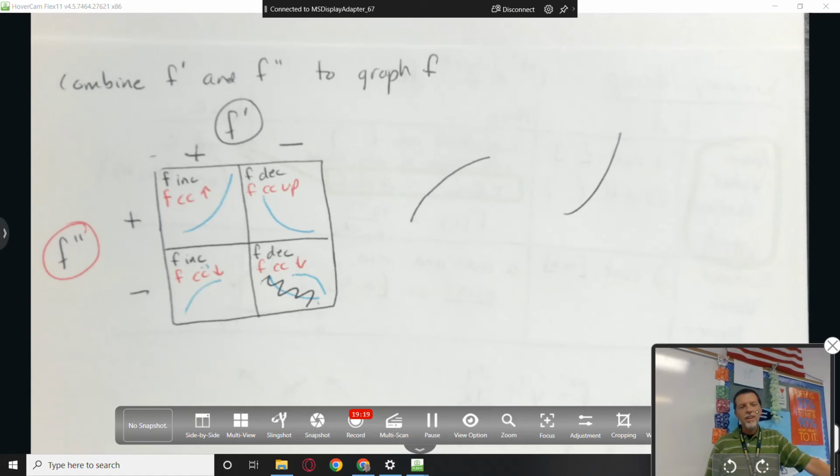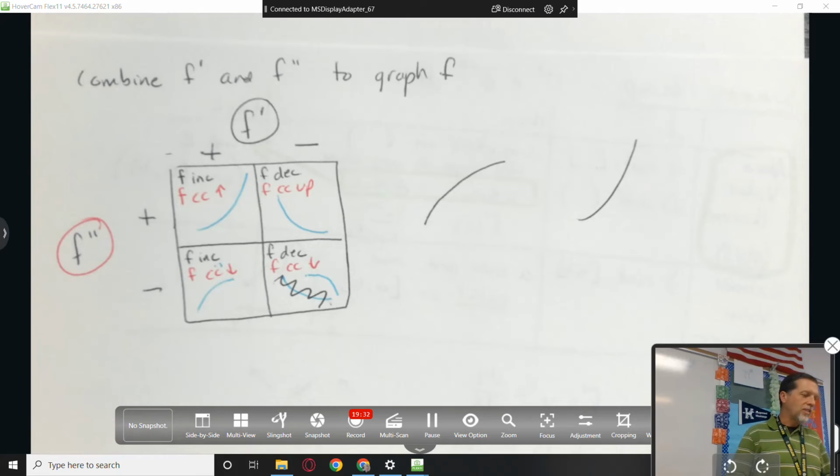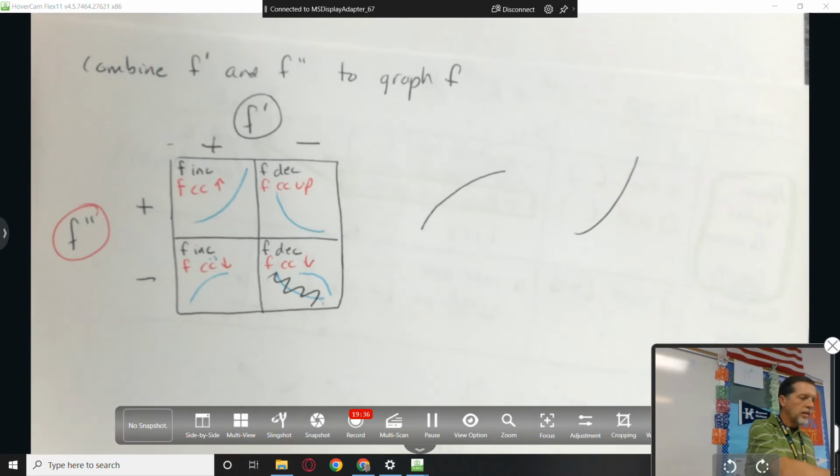Okay, so that's a rough, large overhead view of the unit. Again, it presupposes you can actually do all the derivatives. Take the derivative of sines and cosines and all the other things. Let's look at the review.